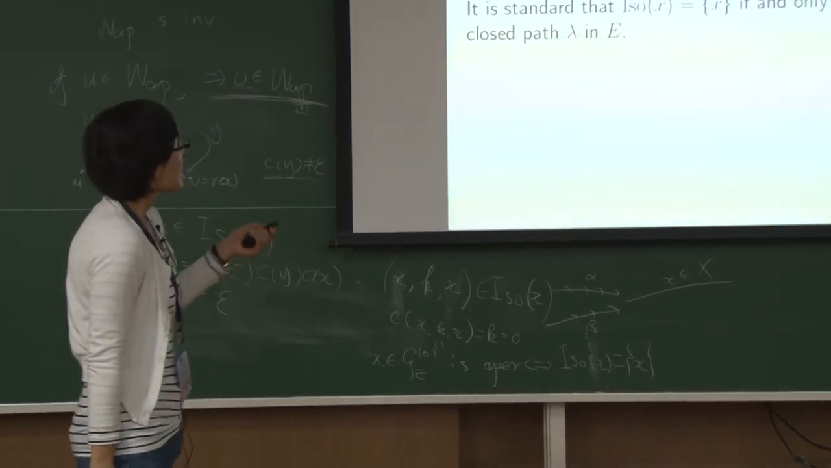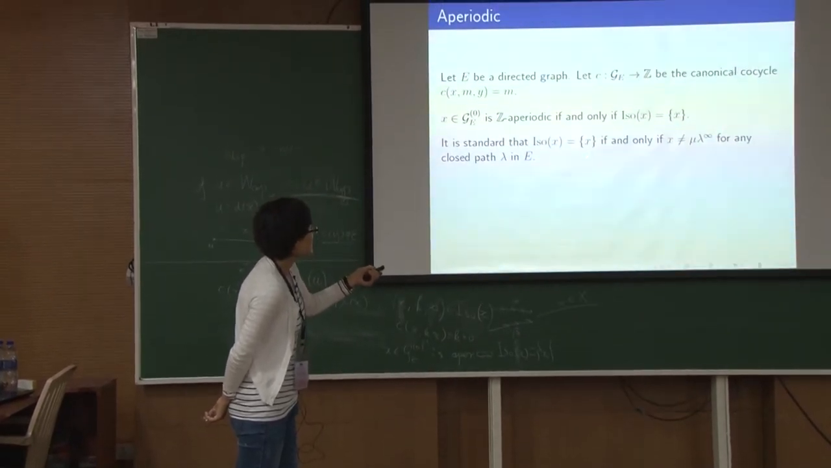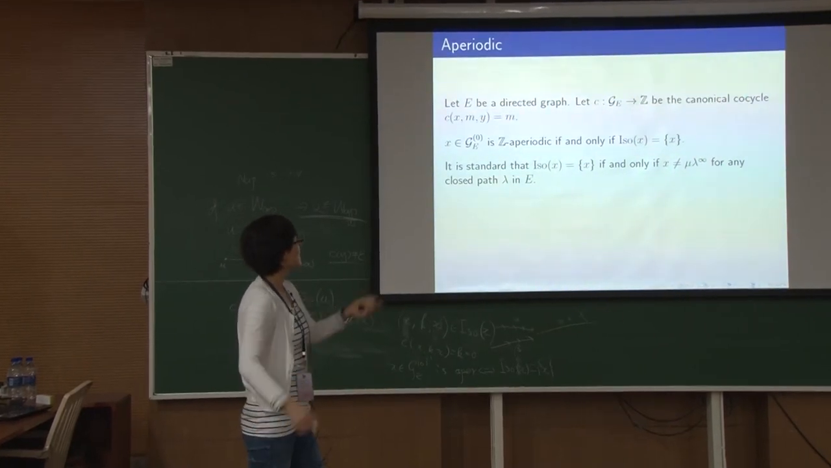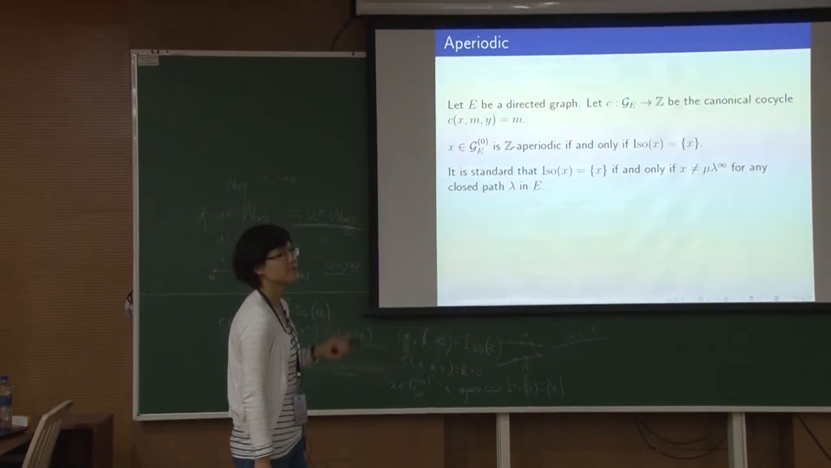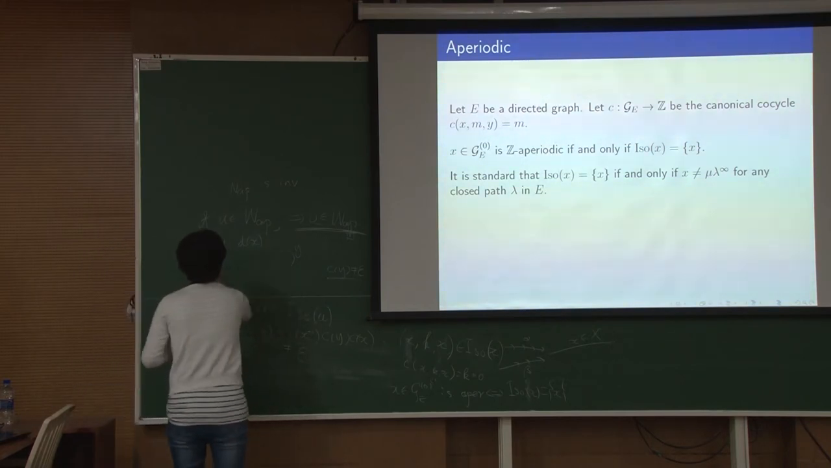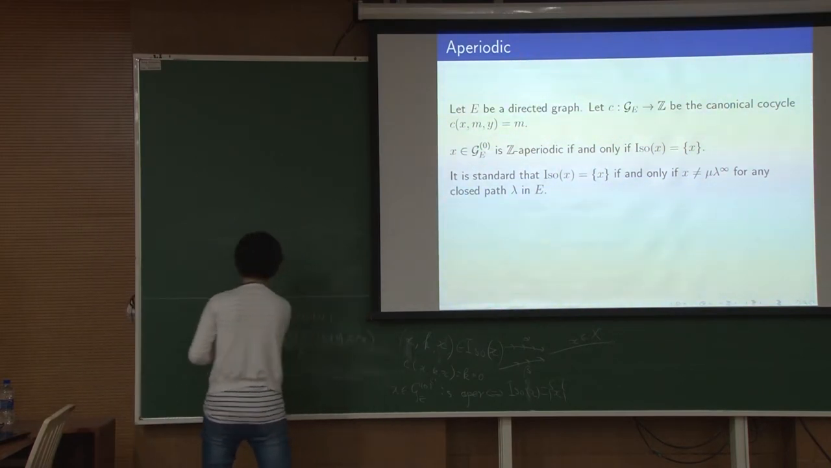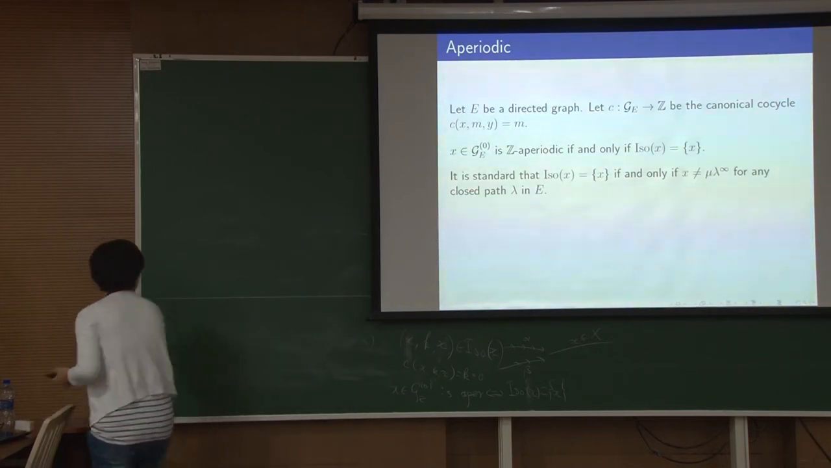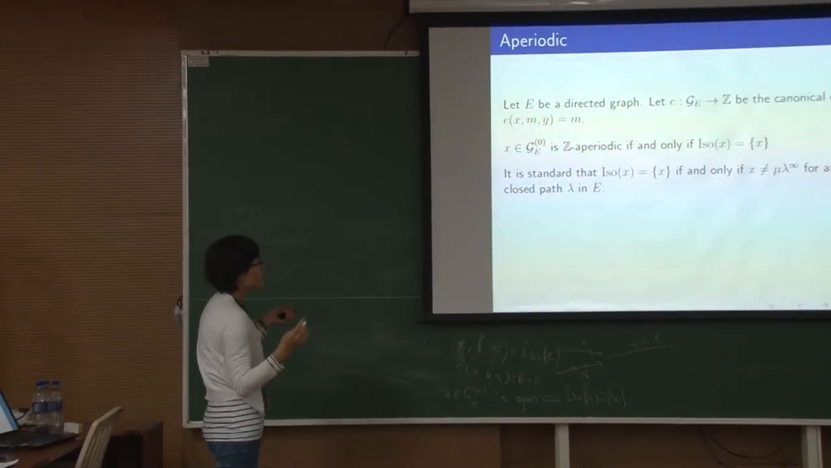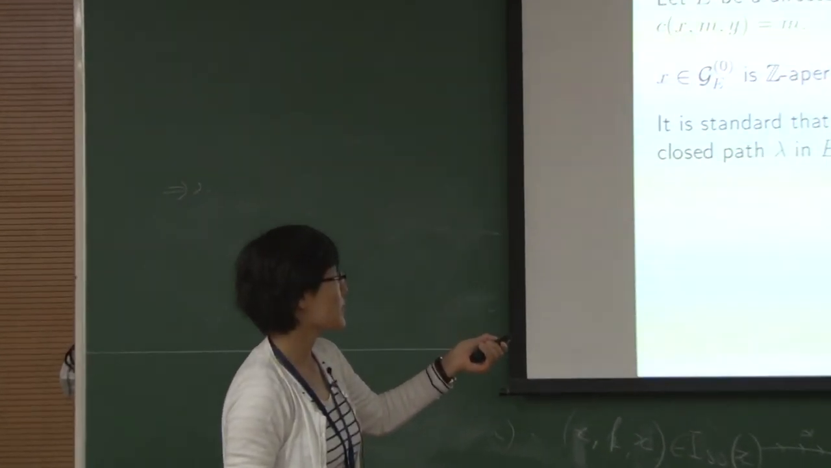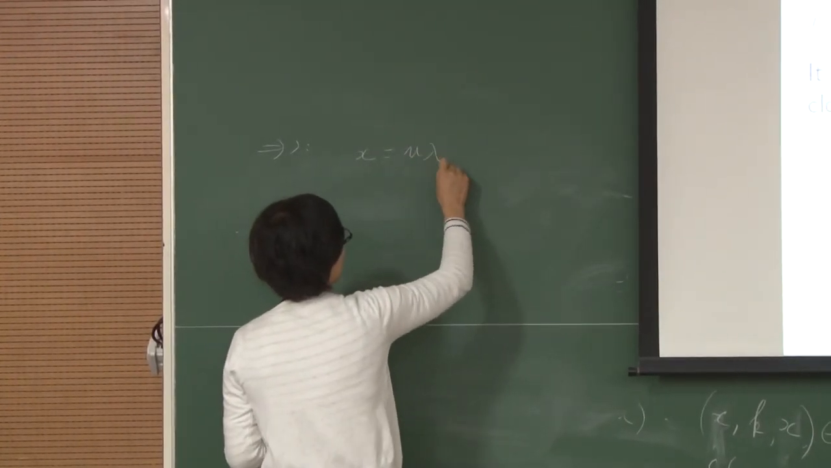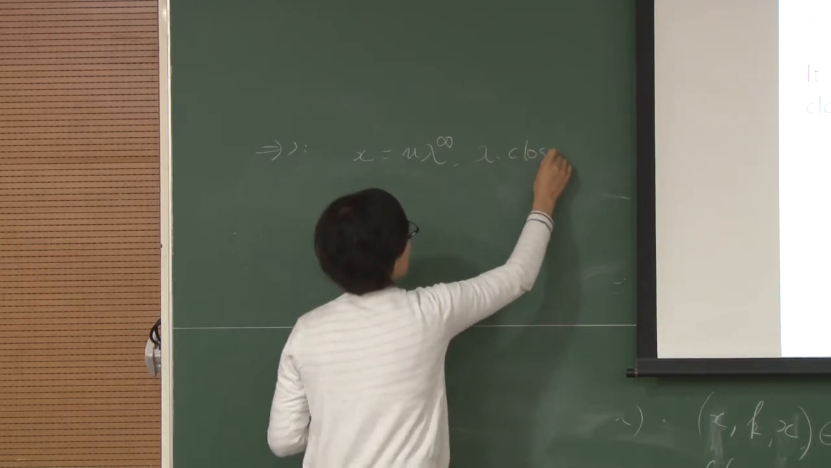Then let's see that the isotropy group of x is {x} if and only if x is not of the form mu lambda infinity for any closed path lambda in E. So for this if and only if, let's prove it this way. We suppose the isotropy group of x is {x}. We need to show x is not of that form. We suppose x is mu lambda infinity, where lambda is a closed path in E.